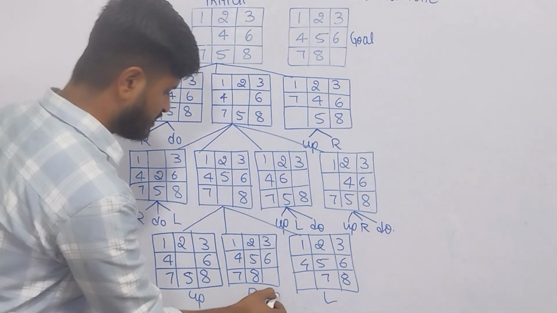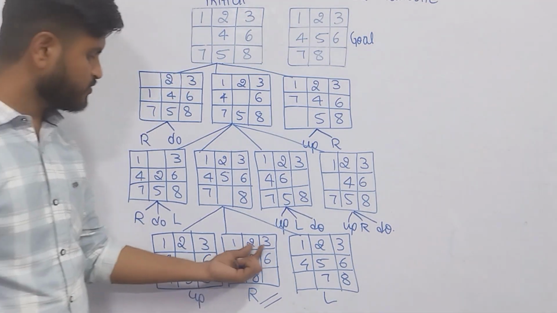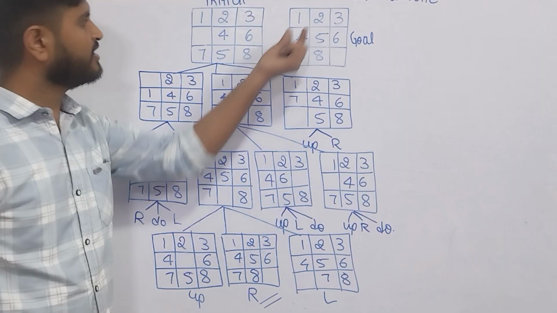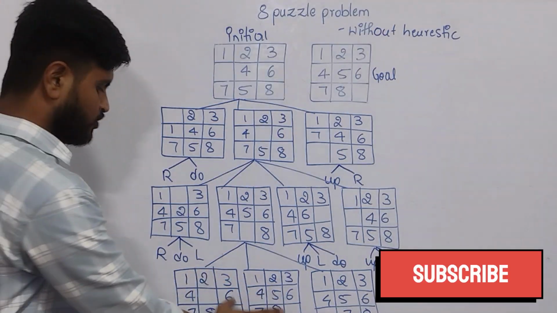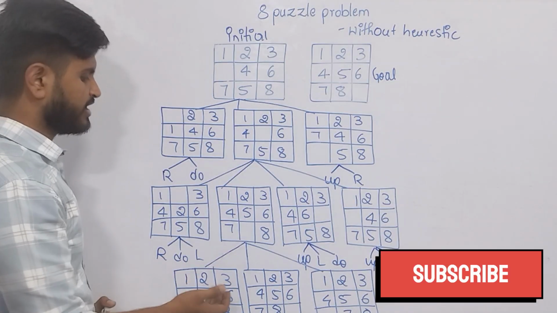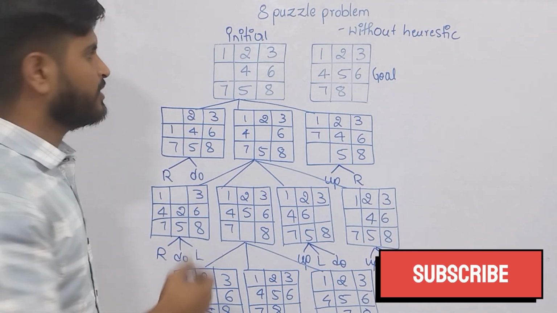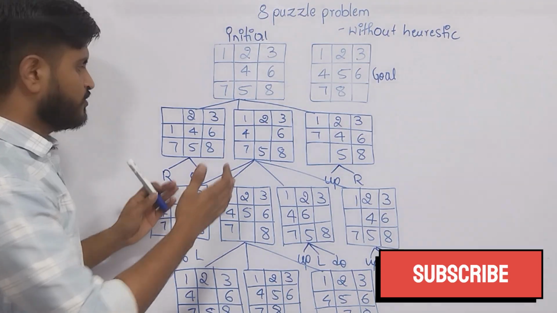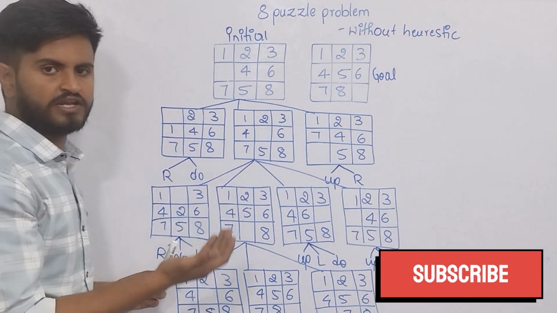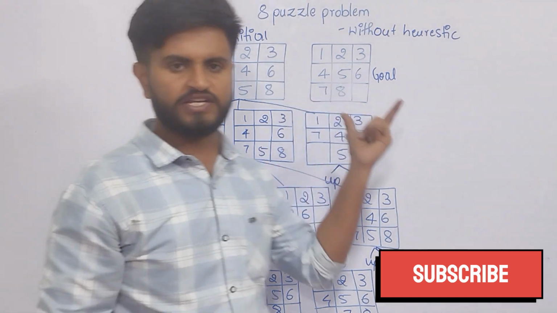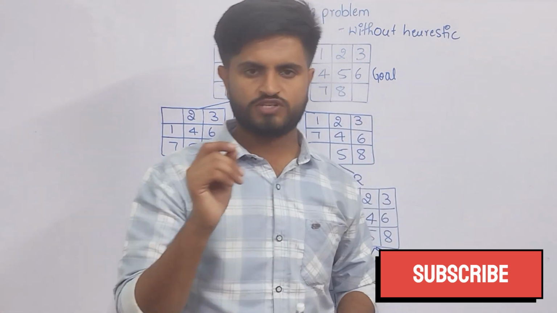If you see here, we got the final state, that is 1, 2, 3, 4, 5, 6, 7, 8. So we have reached the goal state. So this is how you can solve the 8 puzzle problem without using the heuristic value. Whichever condition among all possibilities favors us to move to the goal or final state easily, we will choose that one.